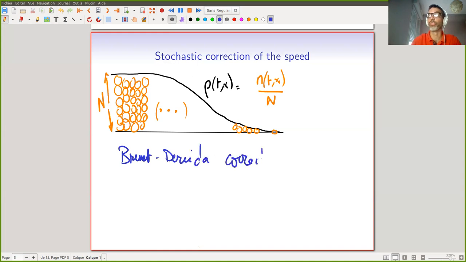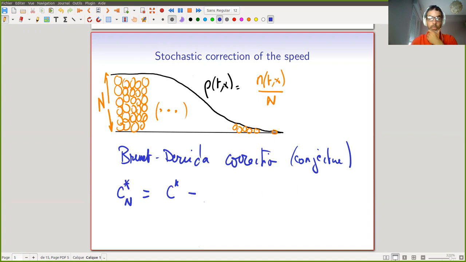Correction. So it was a conjecture. And it says that C as a function of n, the minimal speed, it's all about the minimal speed, is your true minimal speed minus something. The fact that you have only a finite number of people is something which plays against range expansion. And this is some constant k divided by the logarithm of the population size, squared.